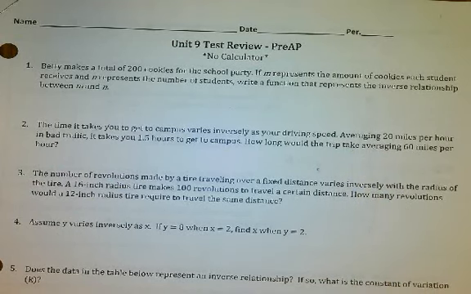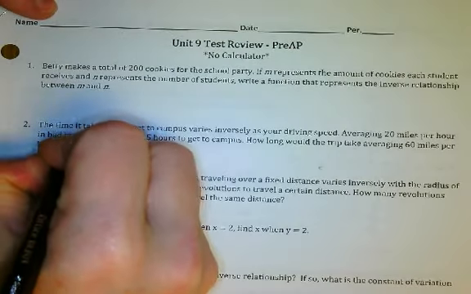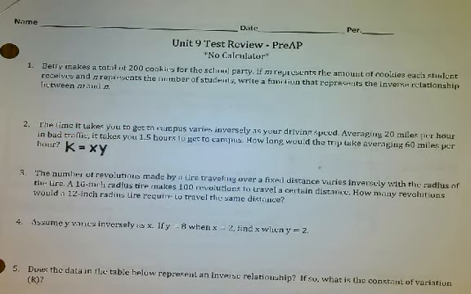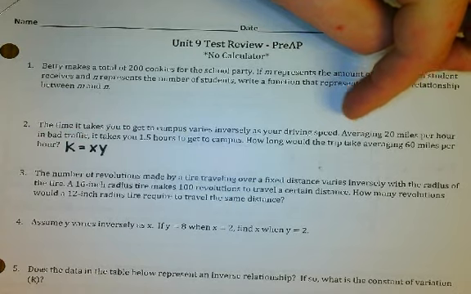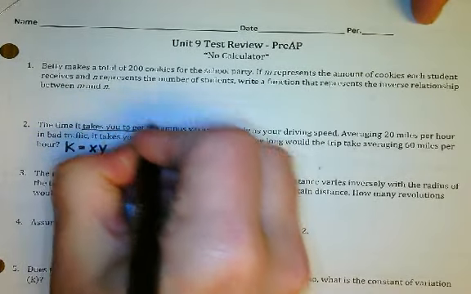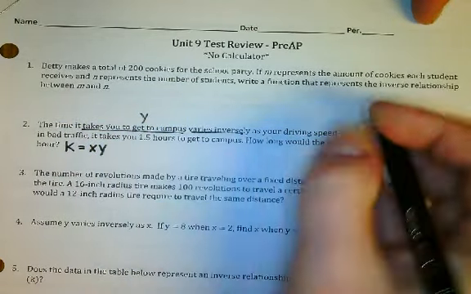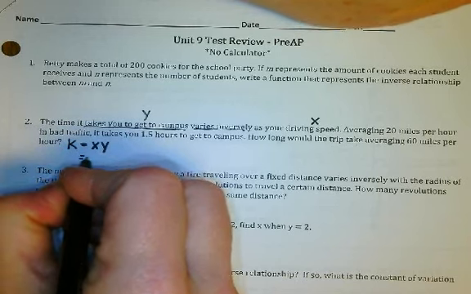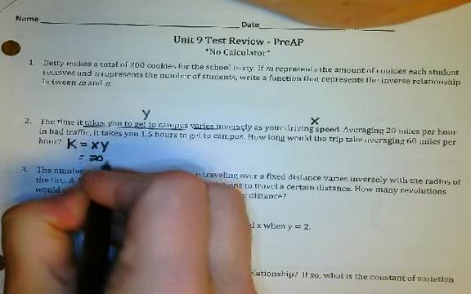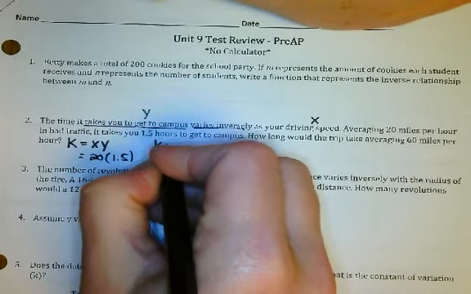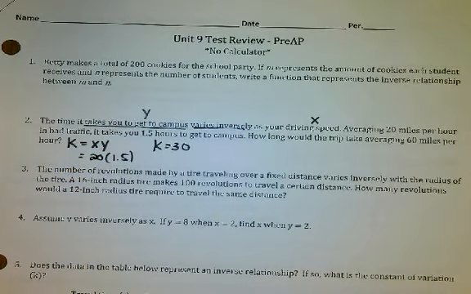Okay, so on this one, what you want to make sure you do is you always have to find that constant first. And remember, to find that constant, we do k equals x times y. So for now, it says the time it takes you to get to campus, so that's your y. So y varies inversely as your driving speed, so that is your x. All right, so my driving speed was 20, and then it took me 1.5 hours to get there. So that means that my k is 30.